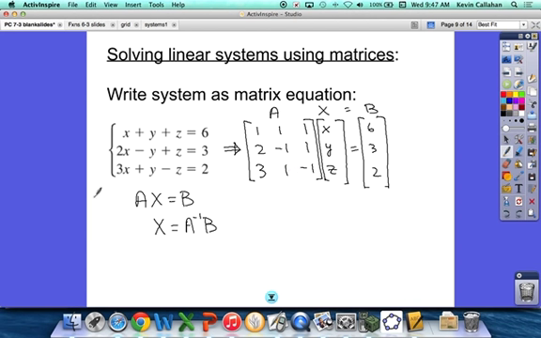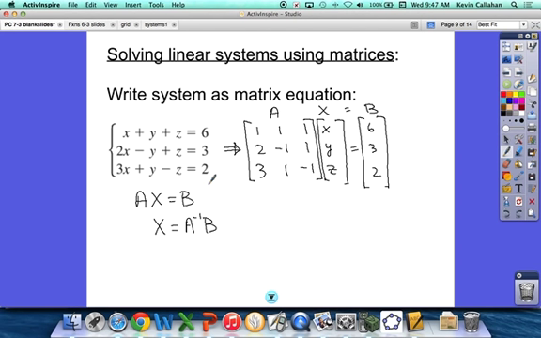The X matrix, which is multiplying, is the variable matrix, x, y, z. And then on the other side of the equal sign, you've got a B matrix, which is the right-hand side of these equations: 6, 3, 2.